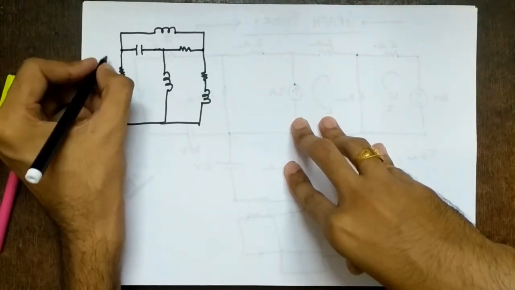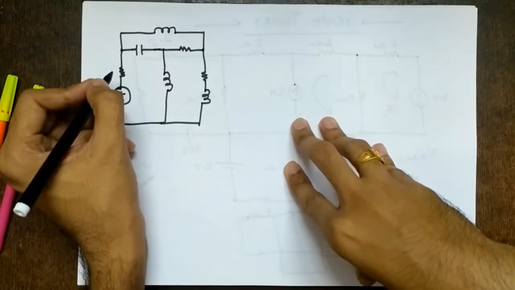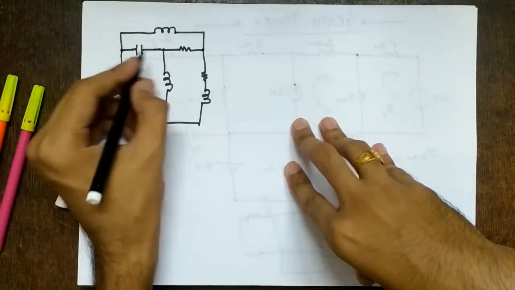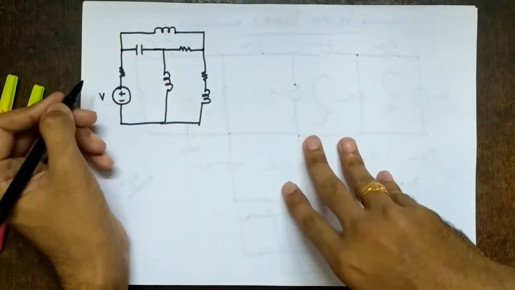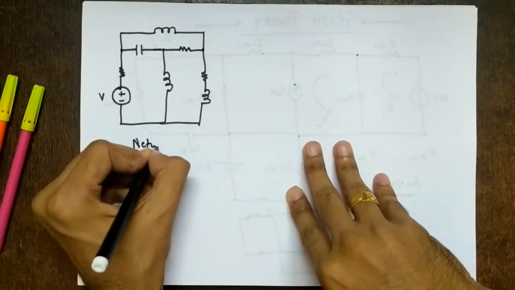Let's say this is what is given. I am not naming them anything. So this is a simple network, right?